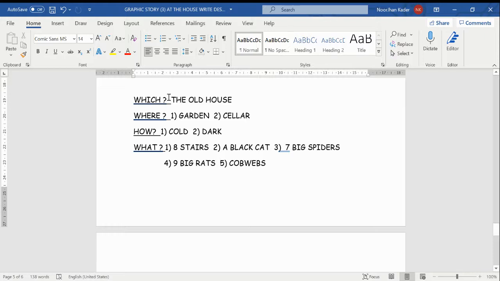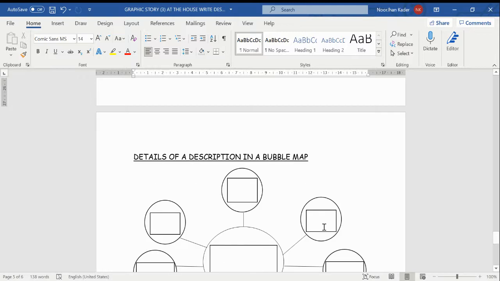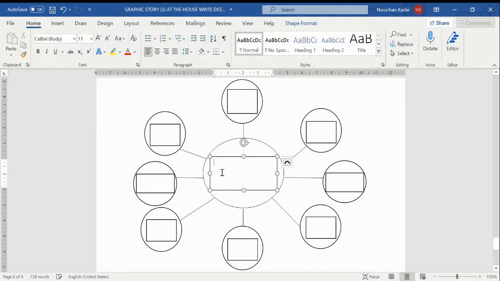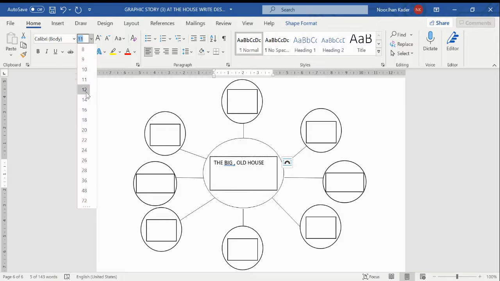Which character or which object are we talking about in the graphic story, which needs us to describe? We can describe the old house, because the whole graphic story is all about the old house. So which object? The old house. You can write the answer here in the center, because that's the first one. So it will be the old house, or you can also write the big old house. That will be the title, because we are talking about that object in the graphic story.